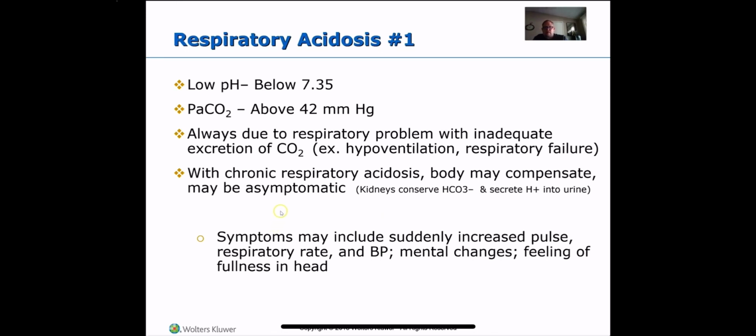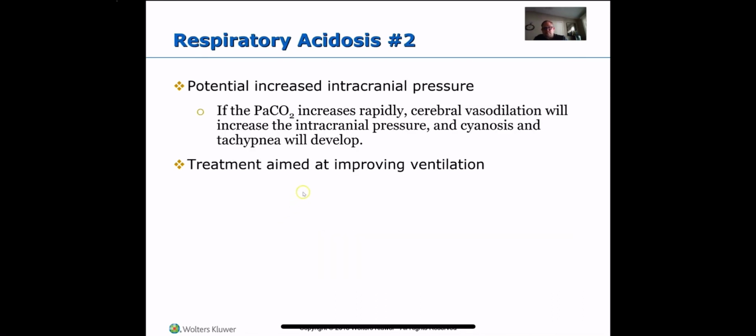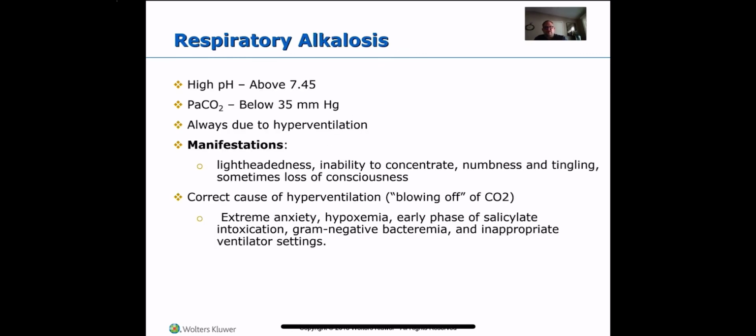So when you have respiratory acidosis, your symptoms may include increased pulse, increased respiratory rate, trying to blow off CO2, mental changes, and a feeling of fullness in the head. With respiratory acidosis, you get a potential risk of increased intracranial pressure. If the CO2 increases rapidly, cerebral vasodilation will increase intracranial pressure, and cyanosis and tachypnea will develop. Your main treatment, because you're not doing that CO2 exchange, is going to be aimed at improving ventilation.